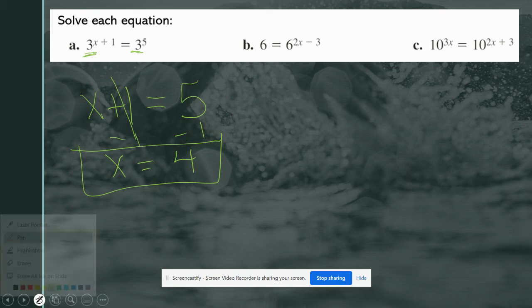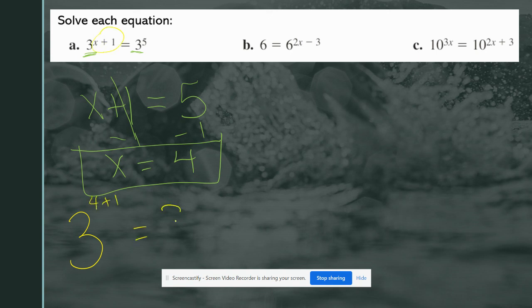So how do we know that that's right? And what does that mean? Well, if I plug that 4 into our equation, then it would be 3 to the 4 plus 1. 4 plus 1 is 5. So is 3 to the 5th equal to 3 to the 5th? Yes, because they're both base 3 and the exponents are both 5. So x is equal to 4.